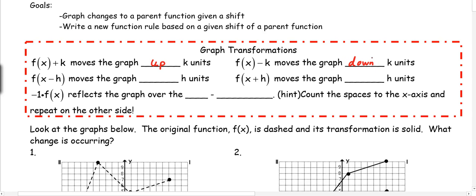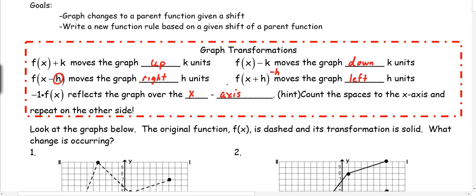The other movements that happen with our f of x: if you have f of (x minus h) in parentheses together, you are going to move your graph right because you're only going to pull out the h value. If you have f of (x plus h), you are going to move the graph to the left because you're going to take out the opposite of h, so you're going to take out negative h, which gives you a movement to your left. And when you multiply by -1, you are going to reflect the graph over the x-axis.